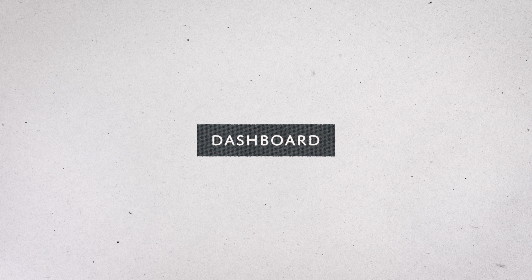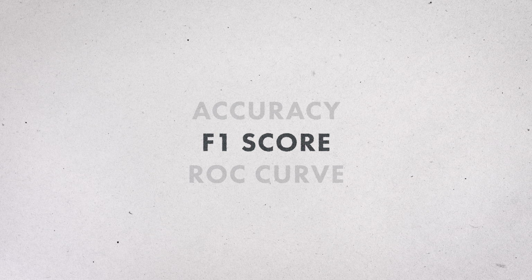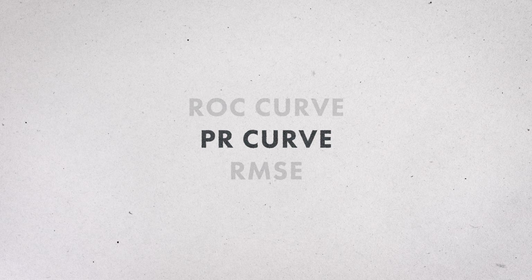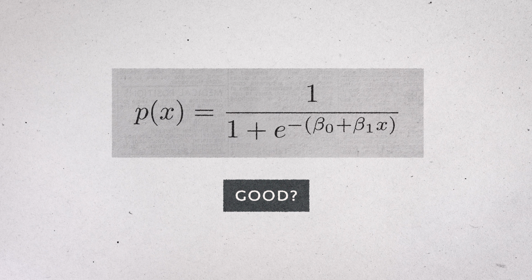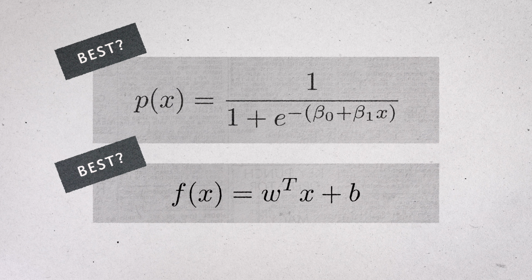Imagine someone hands you a dashboard packed with information about model performance. Accuracy, F1 score, ROC curves, precision recall curves, root mean squared error, mean absolute error, R squared. What's the story here? Is the model good? Or if we're comparing models, which one's the best?